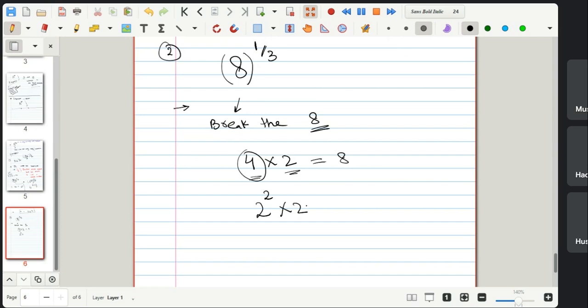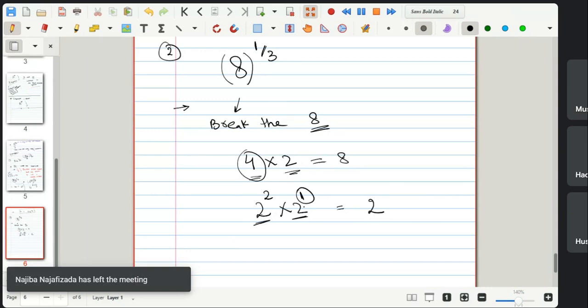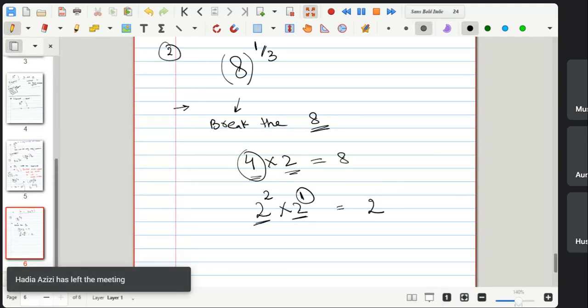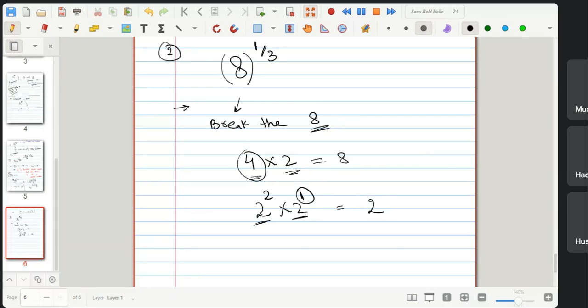Dear students, tell me the number which doesn't have any power. Here the power is by default 1. So we can write 2 and these two are in multiplication. If two numbers are the same and they are in multiplication, then we will add their exponents. Listen again: if two numbers are the same and in multiplication, we add their exponents.